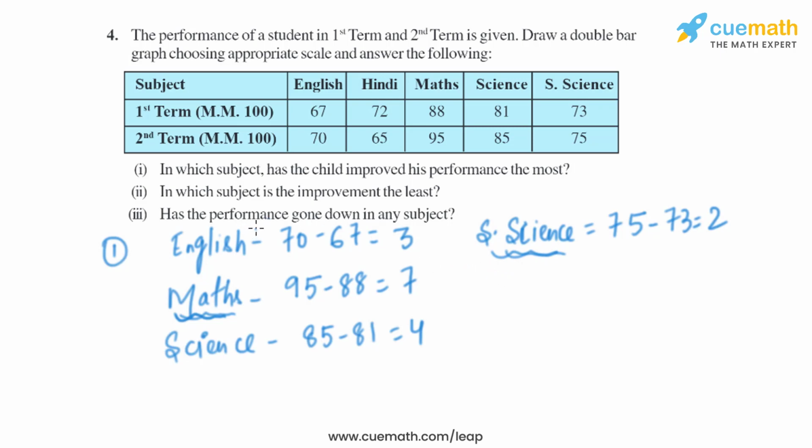Now the third part says, has the performance gone down in any subject? Yes, we can see that the performance has gone down in Hindi. Earlier he scored 72, now he has 65, so his performance has decreased in Hindi.